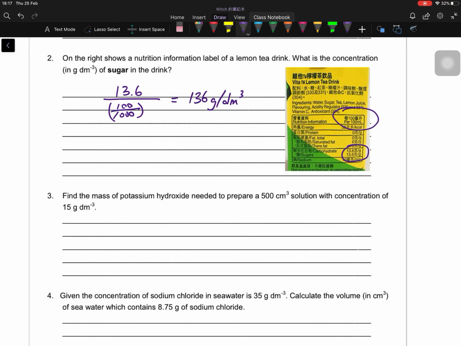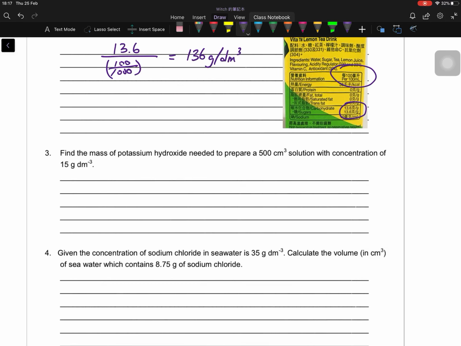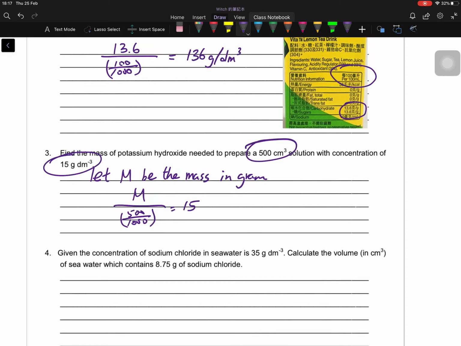Question 3. Now this time you need to find the mass, so I recommend you let M be the mass in gram, so that you can memorize fewer equations. We have the concentration and the volume, so the mass over volume equals 15. Easy, right? So M equals 7.5 gram.